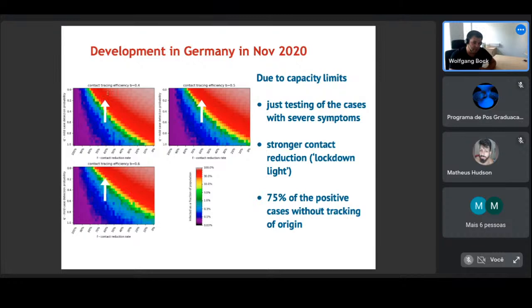If you would have a higher backtracking or contact tracing efficiency, then you would maybe run into the mitigation interval, but we didn't. So this was a development which we also criticized a lot, and which we could already see coming in our model. Okay, so maybe some minutes on tracking with an app.